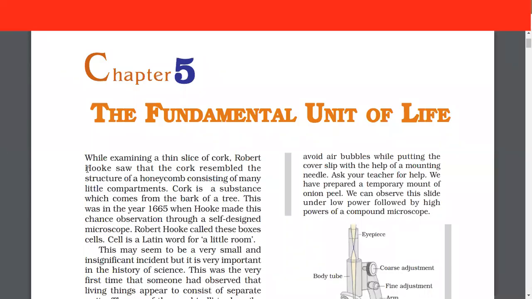Today, I'm going to read Chapter 5, the Fundamental Unit of Life of Class 9 CBSE from the NCERT book.